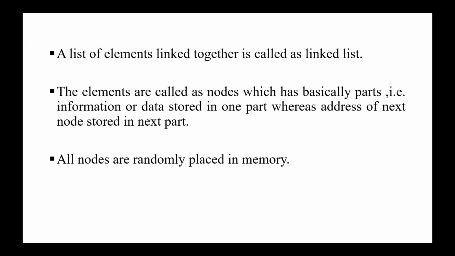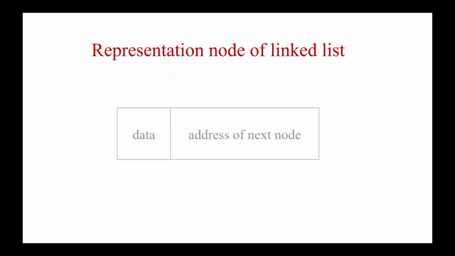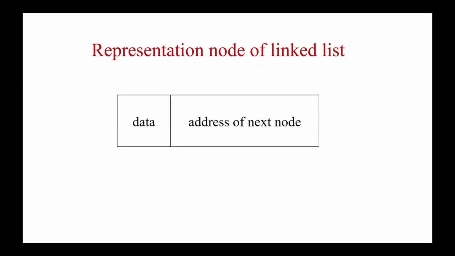And all the nodes are randomly placed. The reason is that it is dynamic memory allocation. The main problem with the array is that if we want to store data, it requires continuous memory allocation. Here we can store any number of elements with dynamic memory allocation. Each and every node is stored in a separate memory location. So how do we represent the node of a linked list? A linked list node consists of two parts. First one is the data or information we want to store. Second one is the address of the next node.